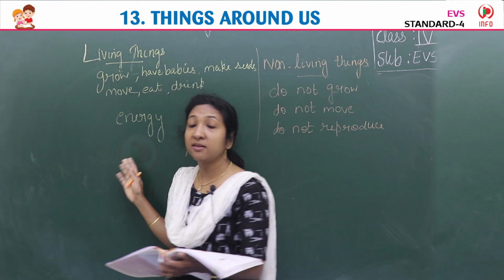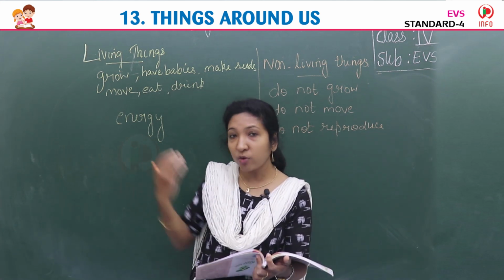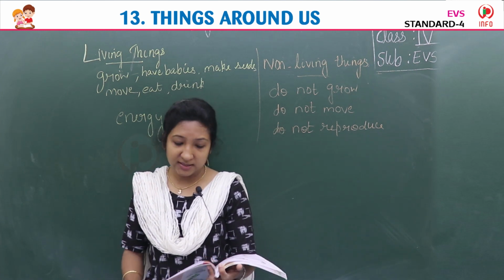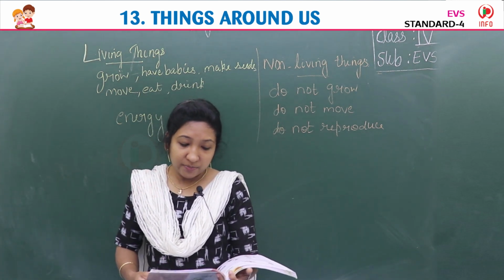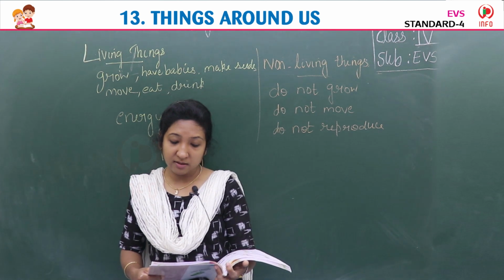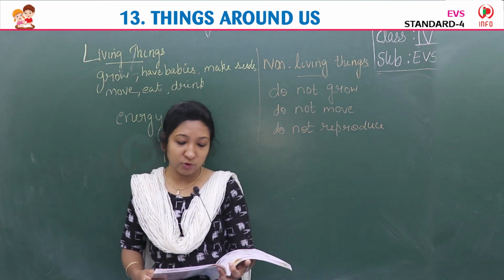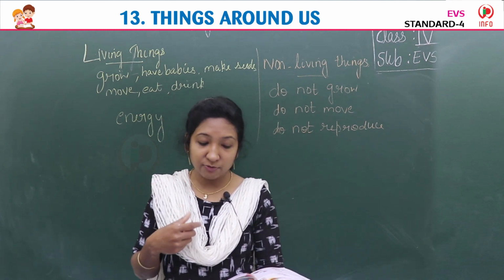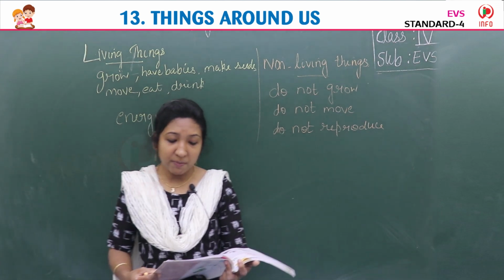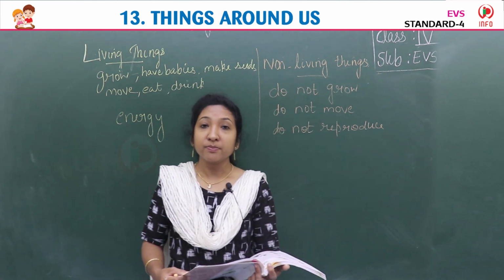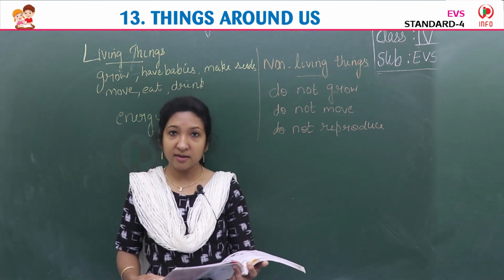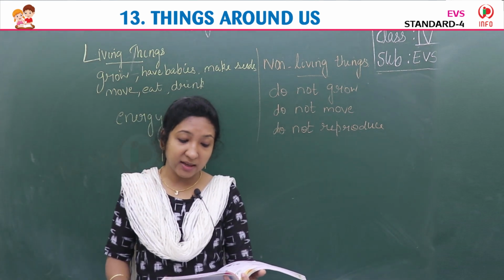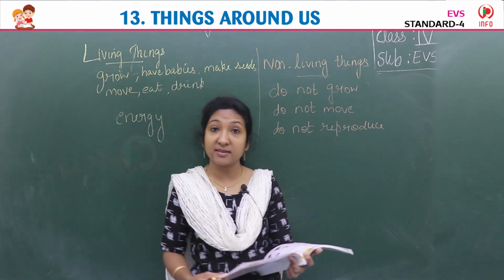So how do living things get energy? How do they acquire energy? We get energy from the food we eat, isn't it? For example, humans breathe in oxygen to release energy from the foods consumed. So we eat food, and after eating food, humans breathe in oxygen. We breathe like this, isn't it? Then plants trap the light energy for photosynthesis.